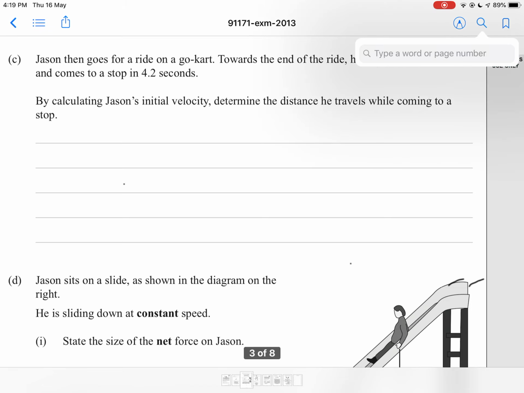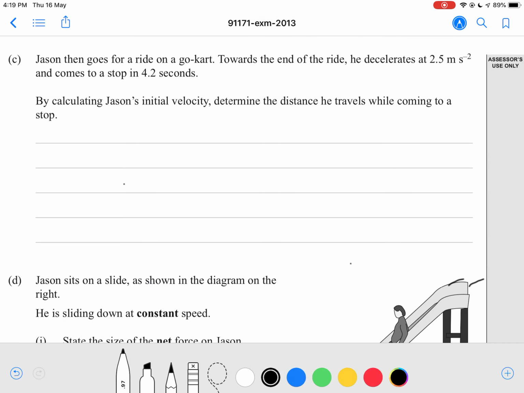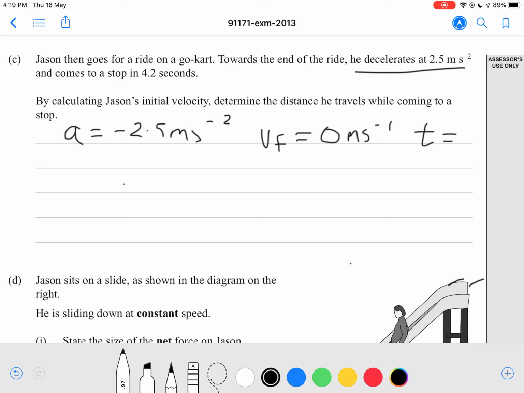Okay, so now we can use the equations of motion to answer this question. We know the acceleration, so a equals negative 2.5. It's negative because it's decelerating, so it's losing speed. We know that VF is 0 because he comes to a stop, so the final velocity is 0 meters per second. And we know that the time is 4.2 seconds.